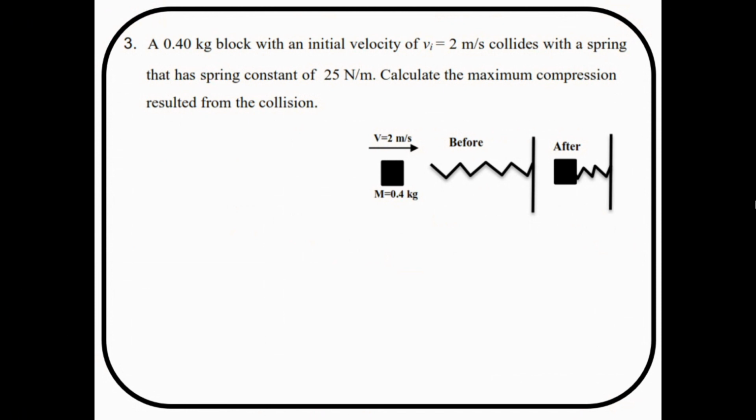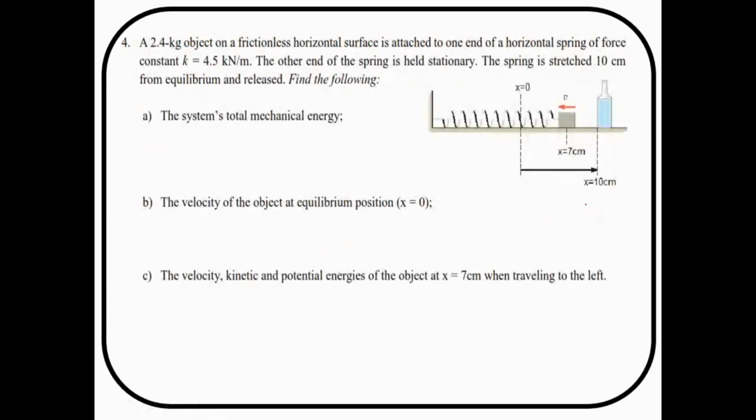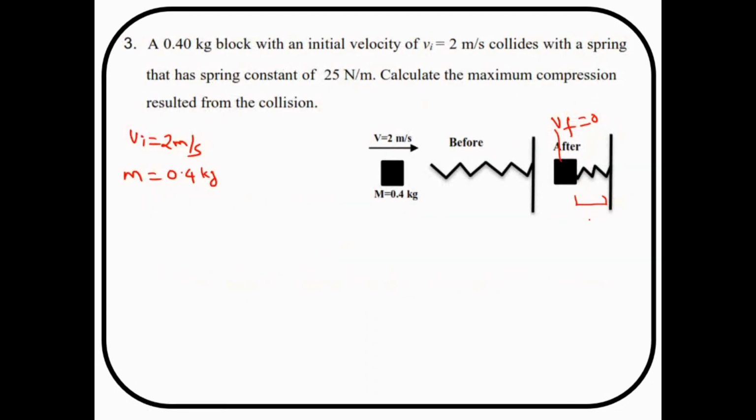So before collision, the block had this velocity, but after collision, what happened? The velocity of the block becomes 0. So here, before collision, it has the initial velocity Vi equal to 2 meter per second, and the mass of the block is 0.4 kilogram. After the collision takes place the spring will compress, and by that the final speed of the block becomes 0. Clear? And now we are going to find the compressed level of the spring. We are going to find the value of x.